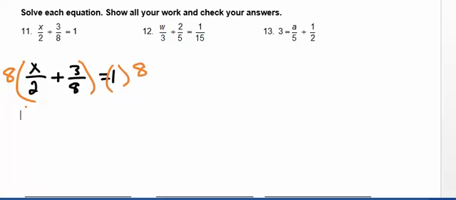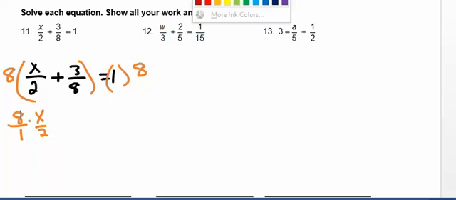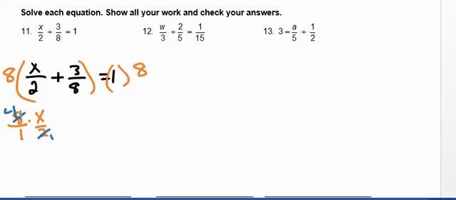And here's why you want to do that. For the first part, you'd take 8 times x over 2. Well, you can cancel. This is the same as 8 over 1 times x over 2. And the 2 divides into 2 one time, and 2 divides into 8 4 times. So this simplifies to 4x, which is no fractions anymore.